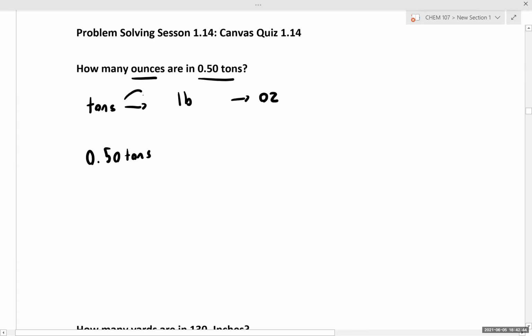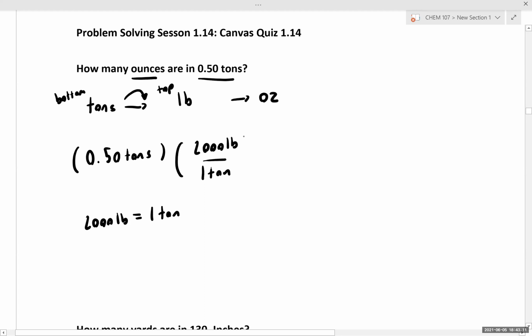So first, we're trying to go from tons to pounds. So units of pounds will be on top. Units of tons will be on the bottom. So we know that there are 2,000 pounds per every 1 ton. Since we're trying to convert from tons to pounds, units of pounds will be on top. So we have 2,000 pounds per every 1 ton. Units of tons cancel.